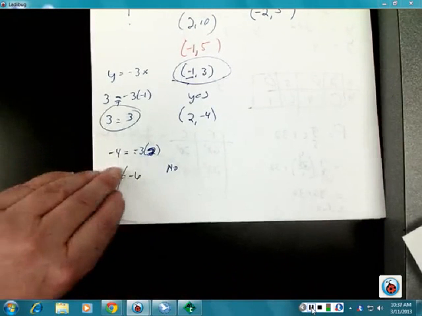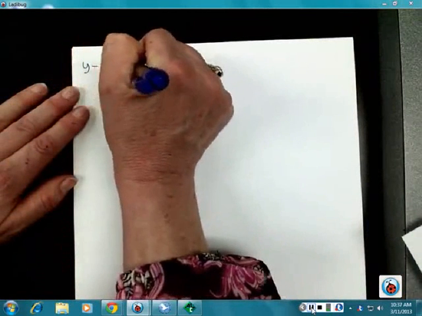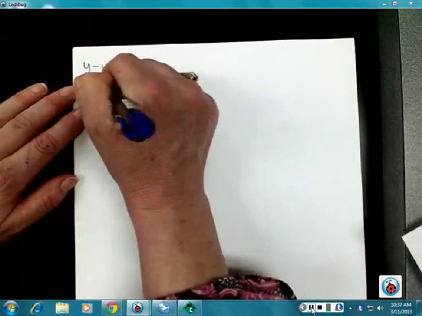The other big piece of 4.2 is they get into using your y-intercept and your x-intercept.